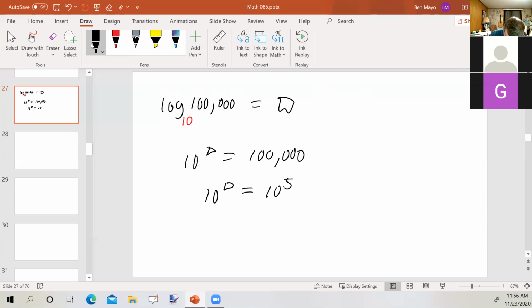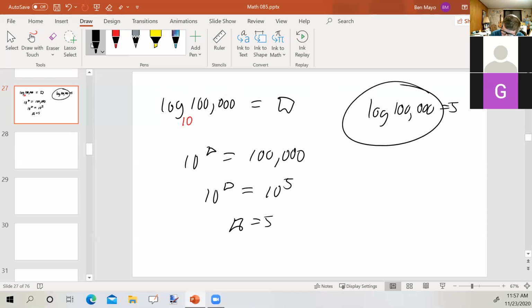100,000 is 10 to the 5th power, so the box is 5. So the log of 100,000 equals 5. Put that into your calculator, log of 100,000, and see if you do, in fact, get 5. You should. Yes, I got 5. All right, good.